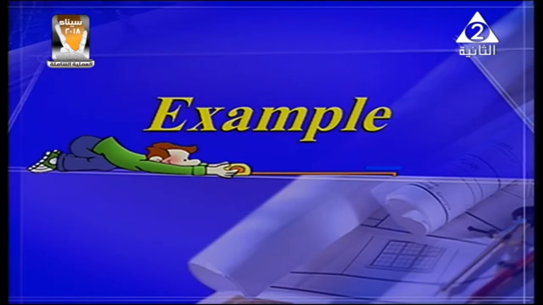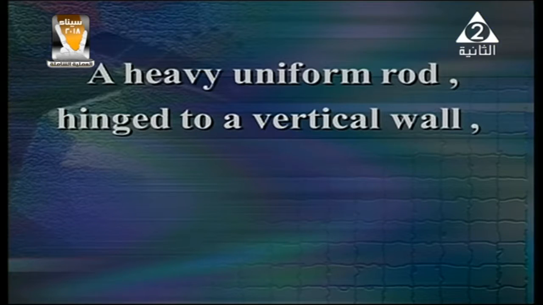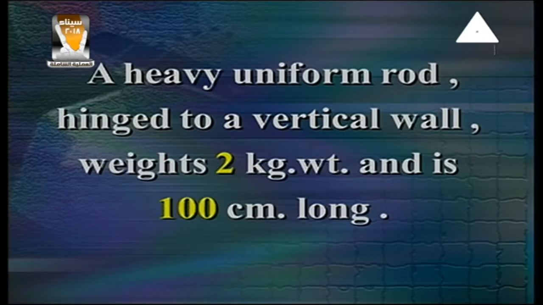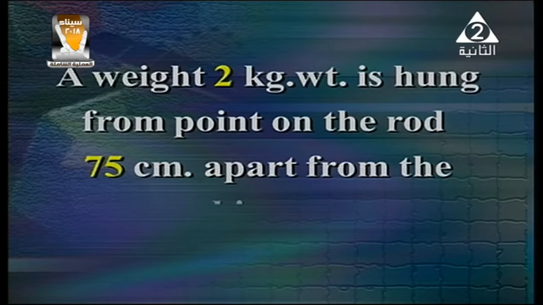Dear student, look at examples about general equilibrium. Look at the first example. If we have a heavy uniform rod hinged to a vertical wall, weighing 2 kilogram weight and 100 centimeter long, and a 2 kilogram weight is hung from a point on the rod 75 centimeter away from the hinge.